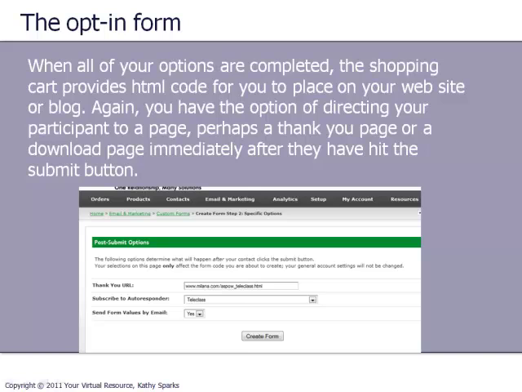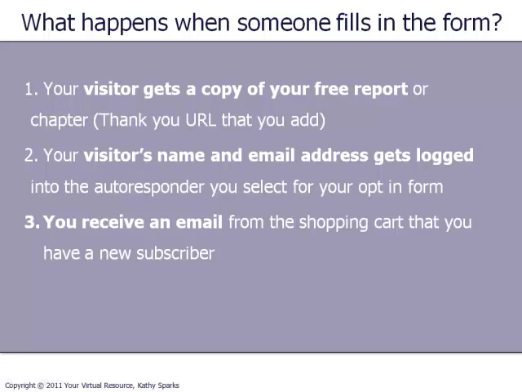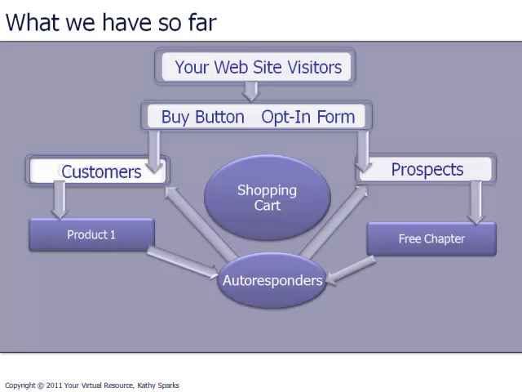When all of your options are completed, the shopping cart provides the HTML code for you to place on your website or blog. Again, you have the option of directing your participant to a page, perhaps a thank you page or a download page immediately after they have hit the submit button. What happens when someone fills in the form? Your visitor gets a copy of your free report or chapter. That's on the thank you URL that you add. Your visitor's name and email address gets logged into the autoresponder you select for your opt-in form. You receive an email from the shopping cart that you have a new subscriber.